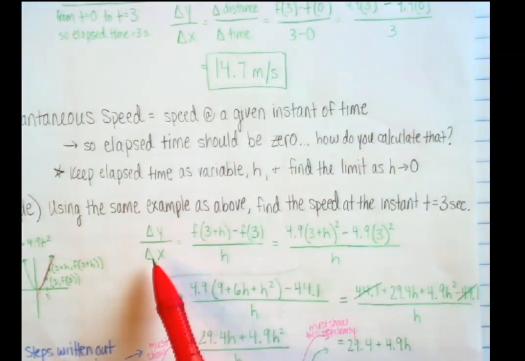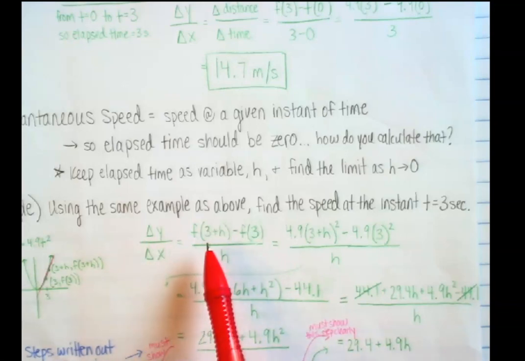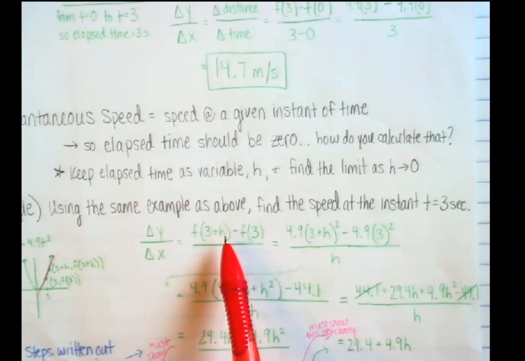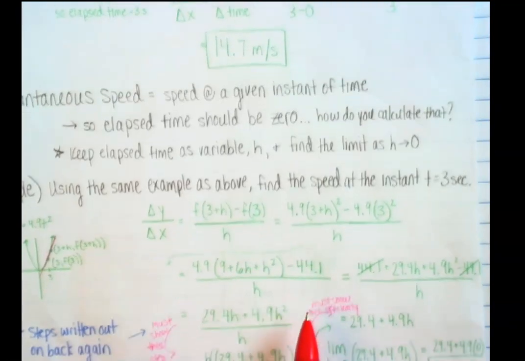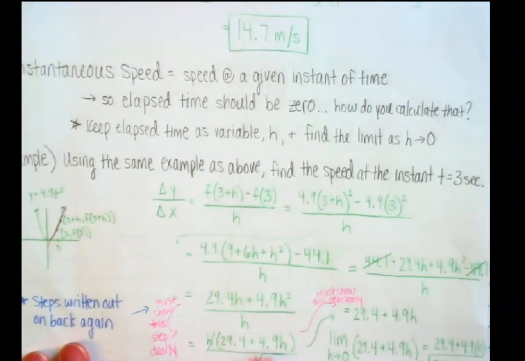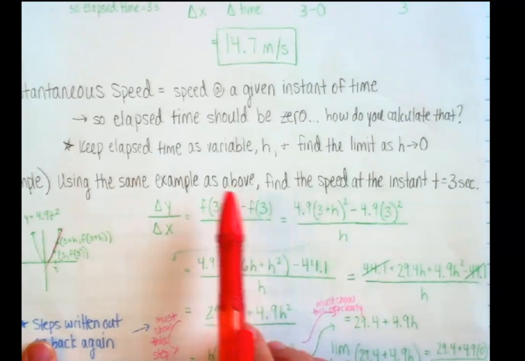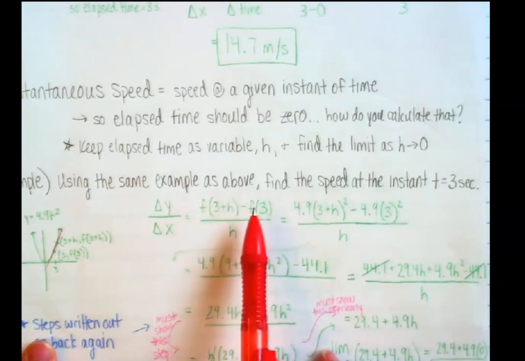Speed is still change in y over change in x, right? Change in distance over change in time. But here, since it's one exact instant, t, my time, is 3 seconds, and h, my elapsed time, is going to be a variable. And once I've calculated this formula, I'm going to be calculating the limit as h approaches 0. So all I did is I substituted 3 in for t.